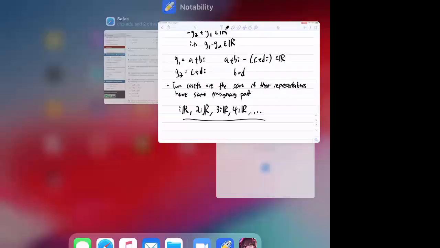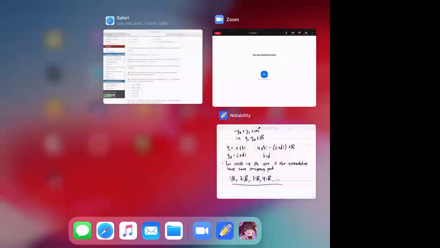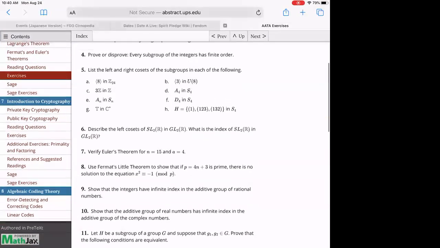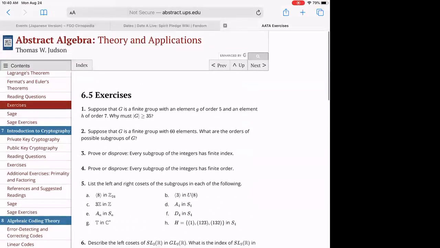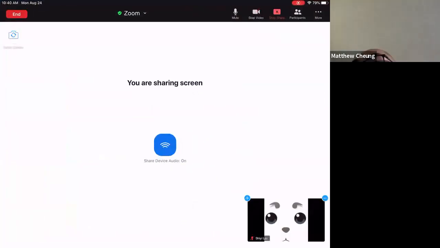So, I trust you all. Okay, let's do one last thing. Prove or disprove: every subgroup of the integers has finite index. So this should be very simple. What are the subgroups of the integers? I think this was in the book, or you had to prove it, maybe.